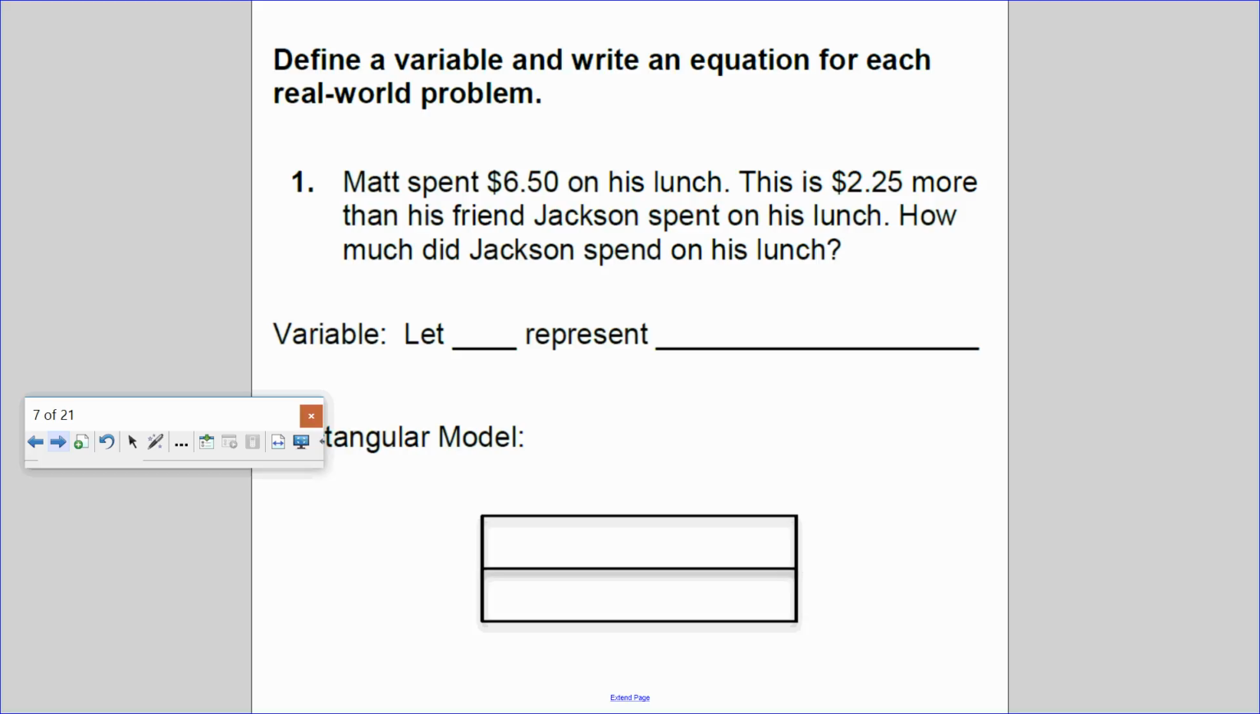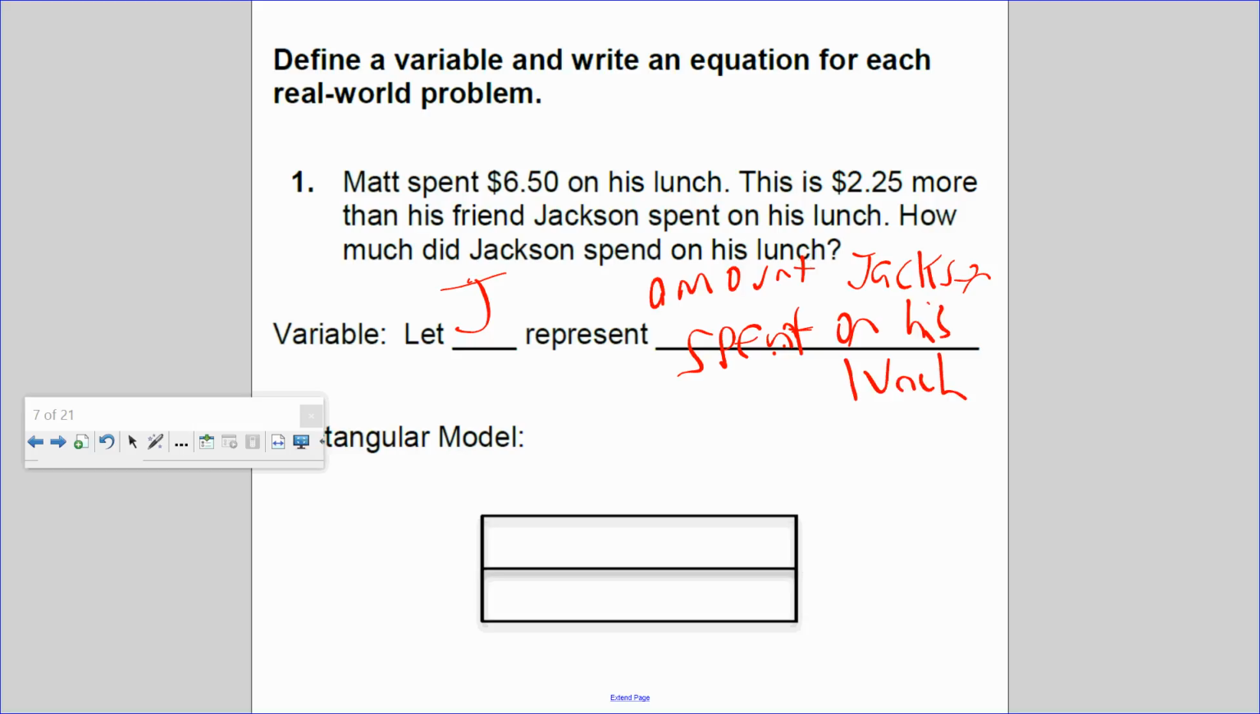So let's read it. Matt spent $6.50 on his lunch. This is $2.25 more than Jackson spent on his lunch. How much did Jackson spend on his lunch? So we don't really know how much Jackson spent on his lunch. So just letter J. Remember, use any letter you want to use. J represents the amount Jackson spent on his lunch. So this is Jackson.